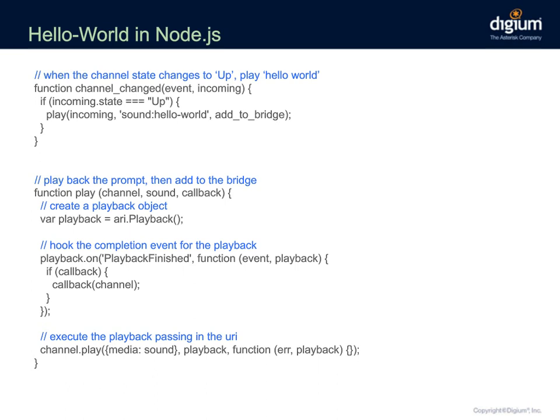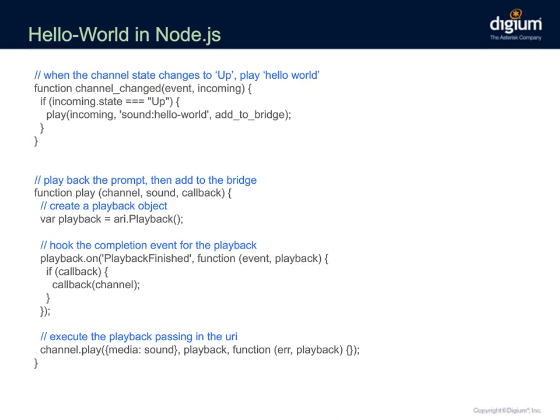Down here you see function play, where it takes the channel as a parameter, and then the sound value as a parameter, and the callback as a parameter. So we create a playback object that's empty to begin with, and then for that playback, we set a handler for the playback finished event, so that when that event occurs, we know then to go on and invoke the callback, which, if you'll recall, is to push it on to add to bridge.